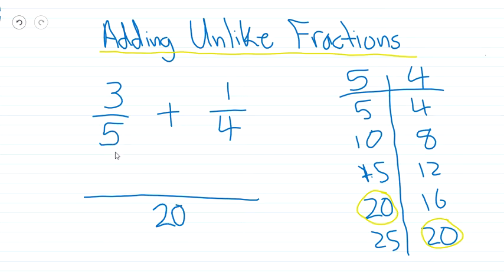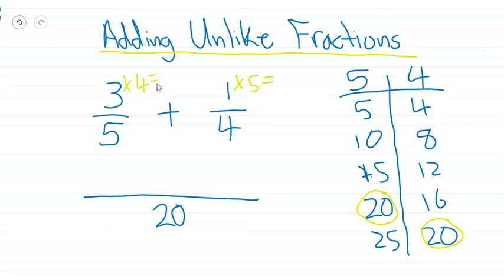Next step, we have to create equivalent fractions. Now let's see what we're going to do. We're going to say how many times does 5 go into 20? 5 goes into 20 4 times. So 3 times 4 equals, we don't know yet. Then we're going to say how many times does 4 go into 20? 4 goes into 20 5 times. So 1 times 5. Okay, we can go ahead and do this.